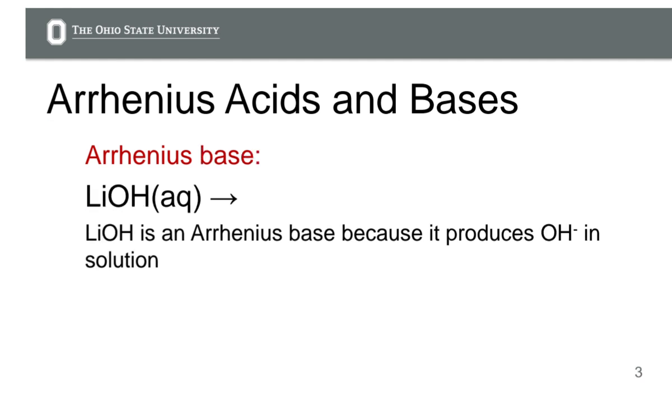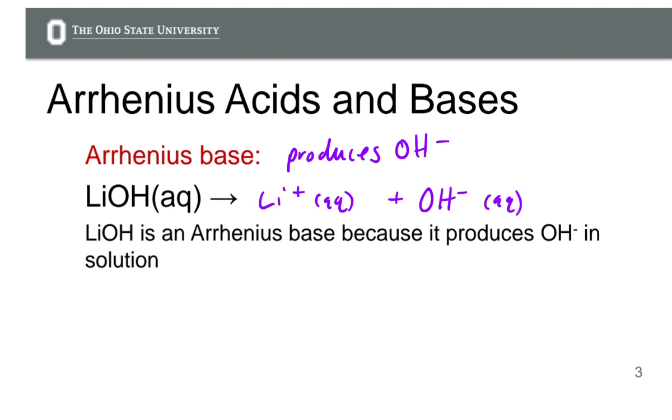Okay. The Arrhenius definition of a base is that it produces OH-. So if we put lithium hydroxide in solution, it's going to form lithium ion and hydroxide ion. OH- is hydroxide.